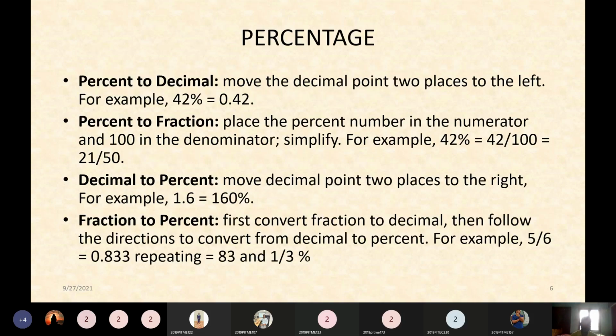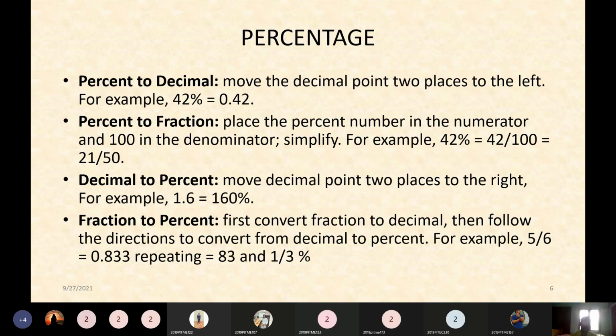Then these are the small conversions you can use. For example, if you want to convert percent to decimal, 42% becomes 42 divided by 100, which gives the decimal 0.42. If you want to convert decimal to percent, you take 0.42 into 100, which gives the percent. Or if you want to convert percent to fraction, 42% becomes 42 divided by 100, which is the fraction.